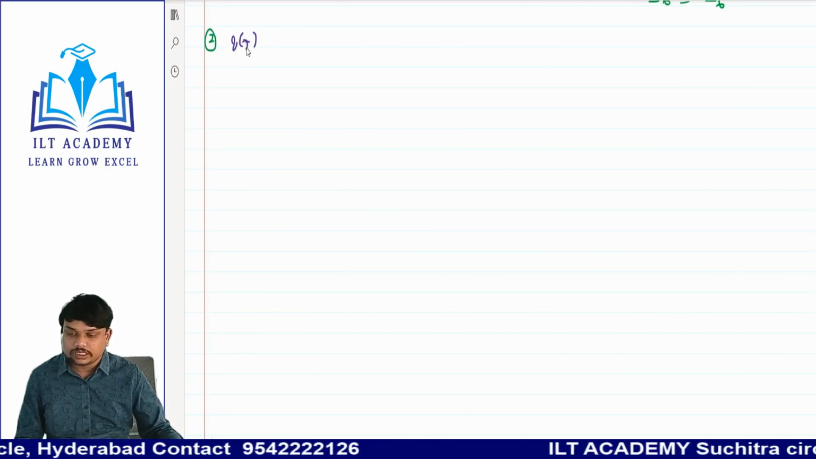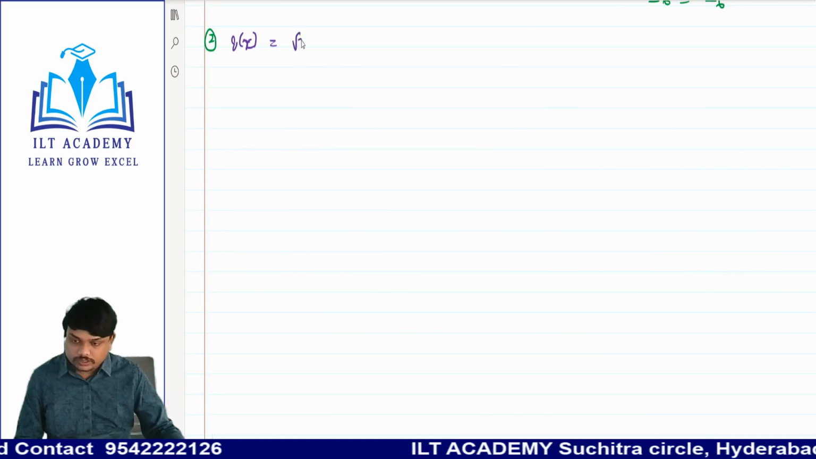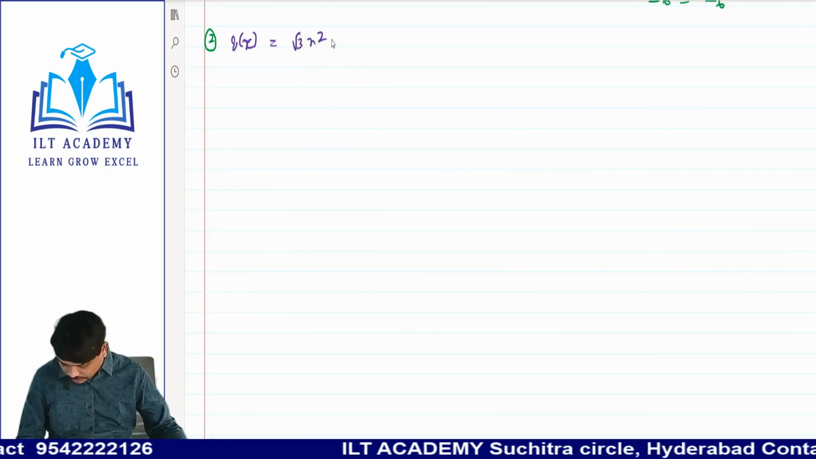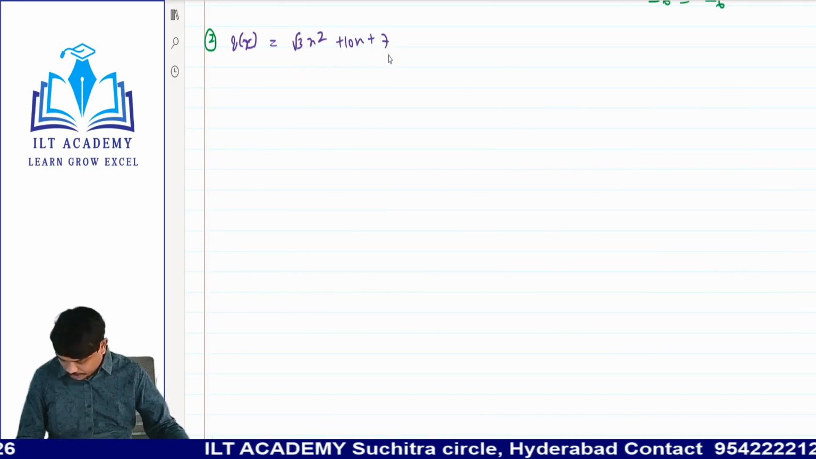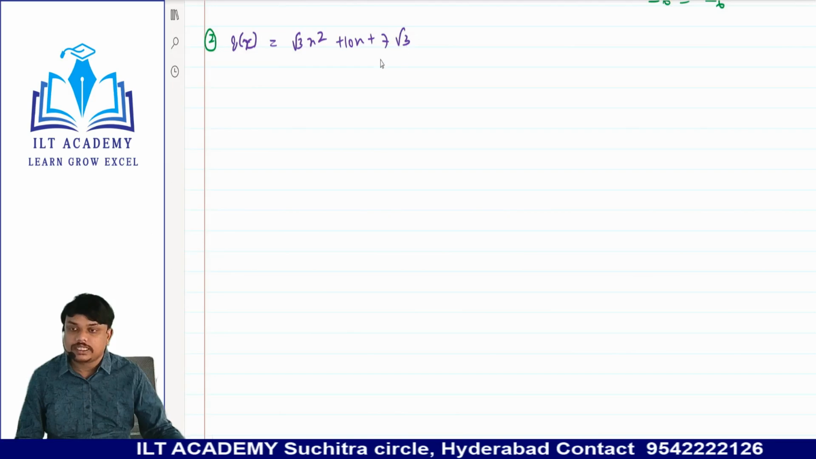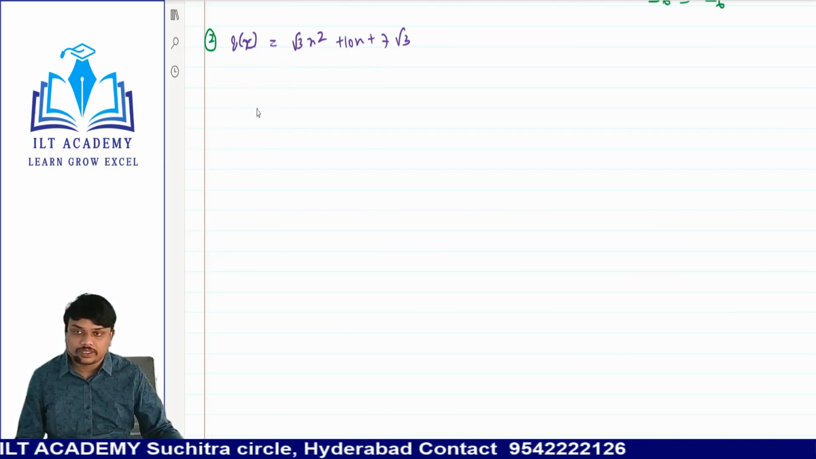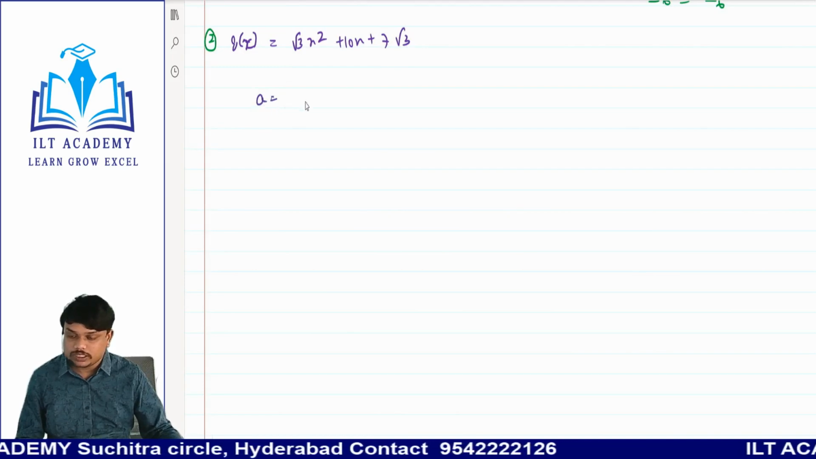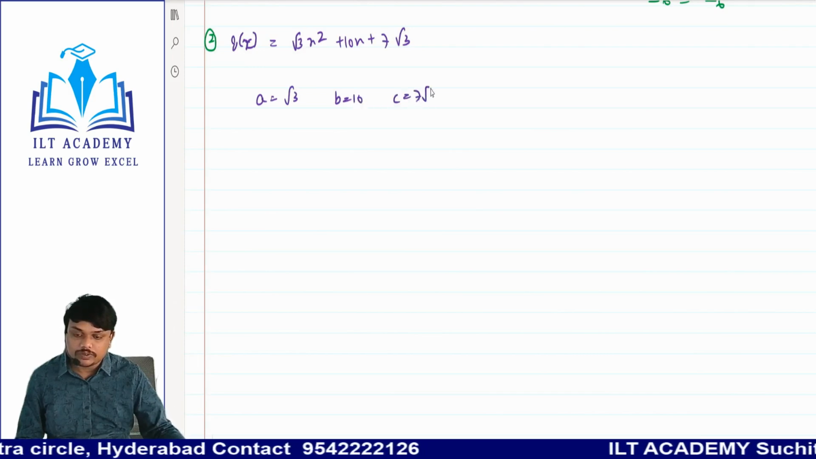q of x is equal to under root 3 x square plus 10x plus 7 root 3. In this case, how to split the middle term and how to find the roots, let us focus. Now same step, a is equal to under root 3, b is equal to 10, c is equal to 7 root 3.